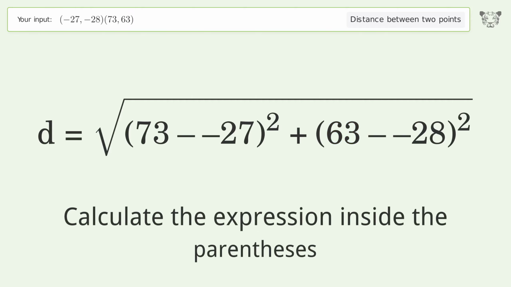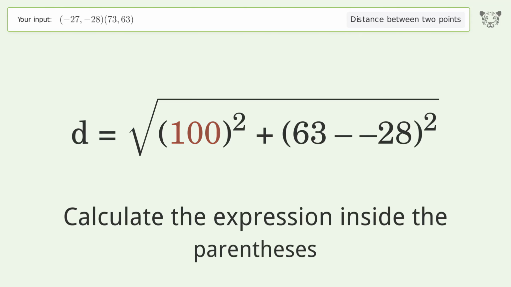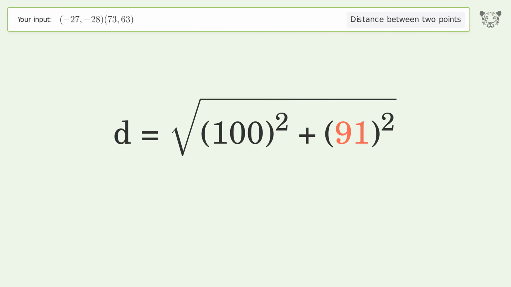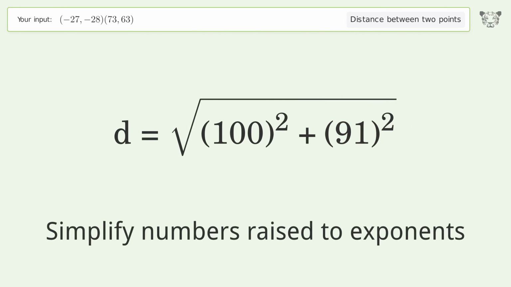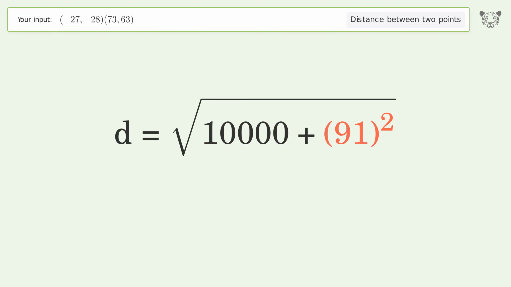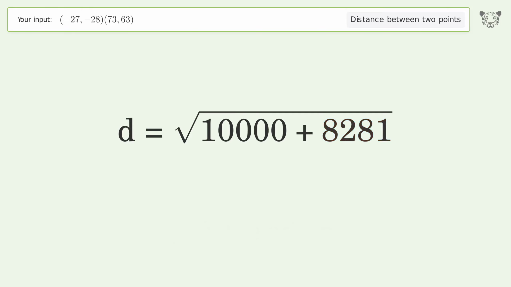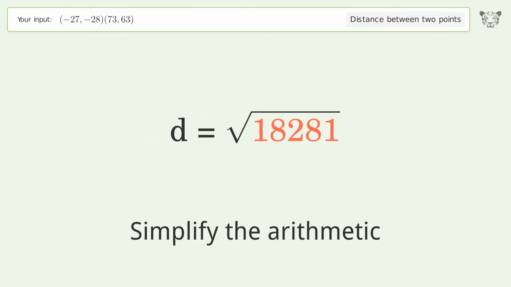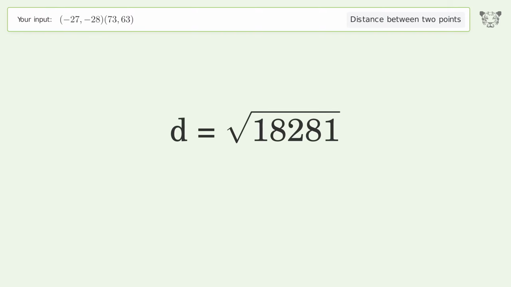Calculate the expression inside the parentheses. Simplify numbers raised to exponents. Simplify the arithmetic. And so the distance between the 2 points is the square root of 18,281 or 135.207.